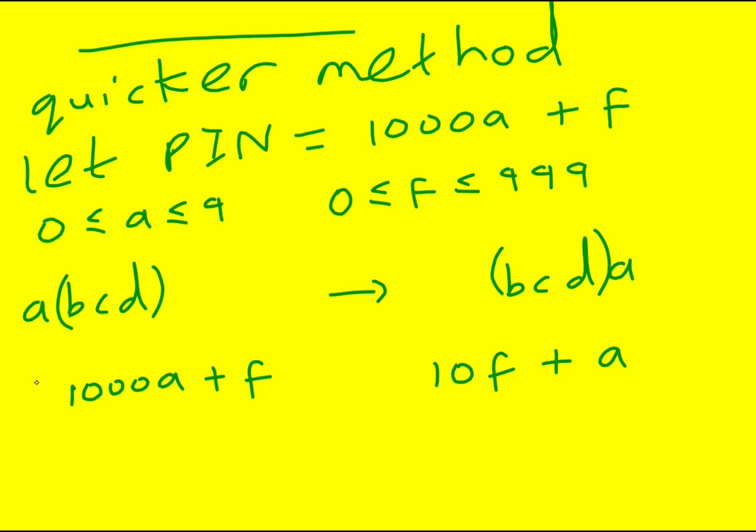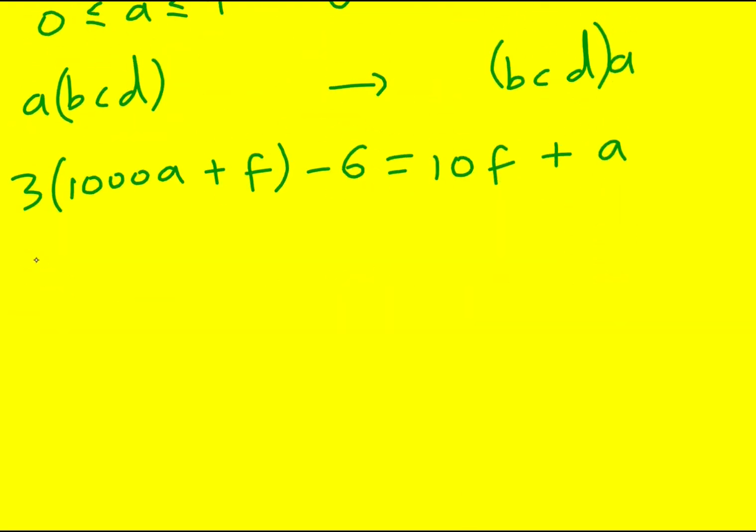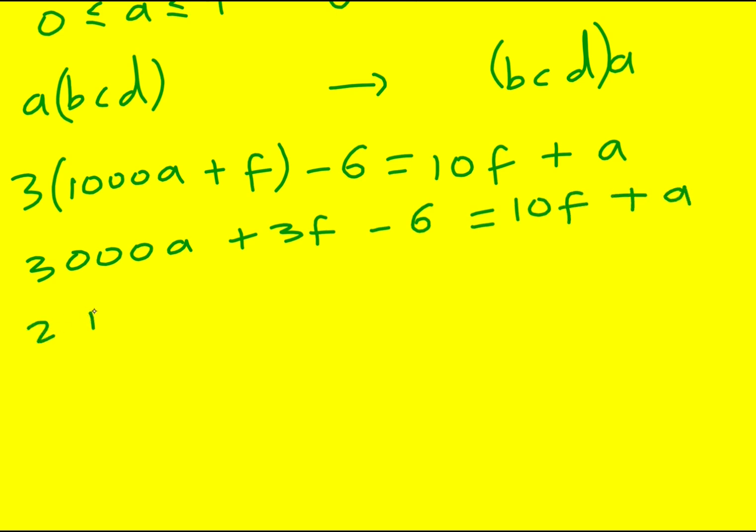And then remember, it was 3 times the original pin, and then we have to minus 6 from it. So I've got this equation instead, and actually just these two unknowns rather than the 4 I had before. So in the same way, I'm going to multiply it out. 3000A plus 3F minus 6 is going to equal 10F plus A. So this time I'm going to write 2999a minus 6 is going to equal 7f plus a.